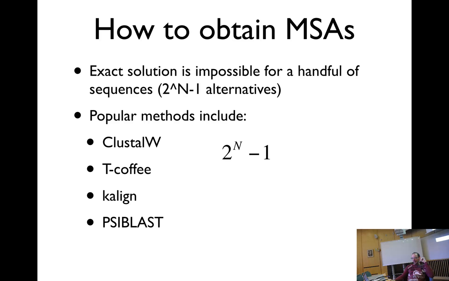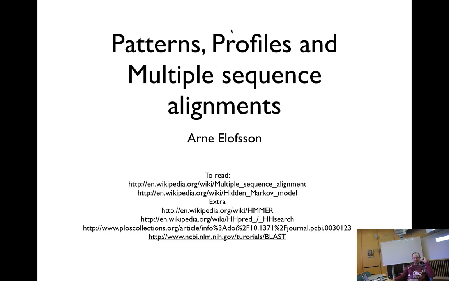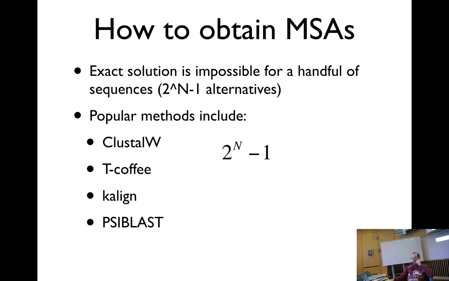A profile is basically a PSSM, something that describes the probability of each amino acid in a multiple alignment. How frequent are they? And the multiple alignment is basically what you start from. The first thing you can learn is that, in principle, you can describe the optimal multiple alignment in the same way as we have for a pairwise alignment. So in principle, you could use some sort of dynamic programming.